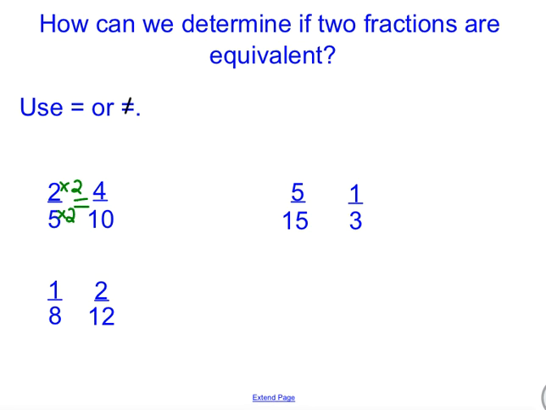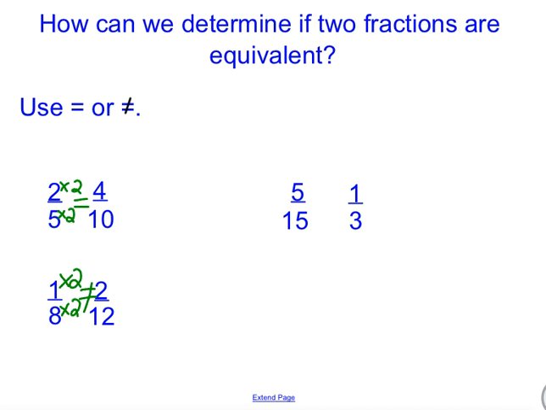Okay. So now we're going to do the next one. So I'm thinking, all right, how do I get from 1 to 2? And why I'm saying that, those are the numerators, right? So how do I get from 1 to 2? Well, I know 1 times 2 is 2, so I'm going to try times 2. 1 times 2 is 2, that's good. So I'm going to do 8 times 2. 8 times 2 is 16, but this denominator says 12. So this is not equal. Not equal. Okay?